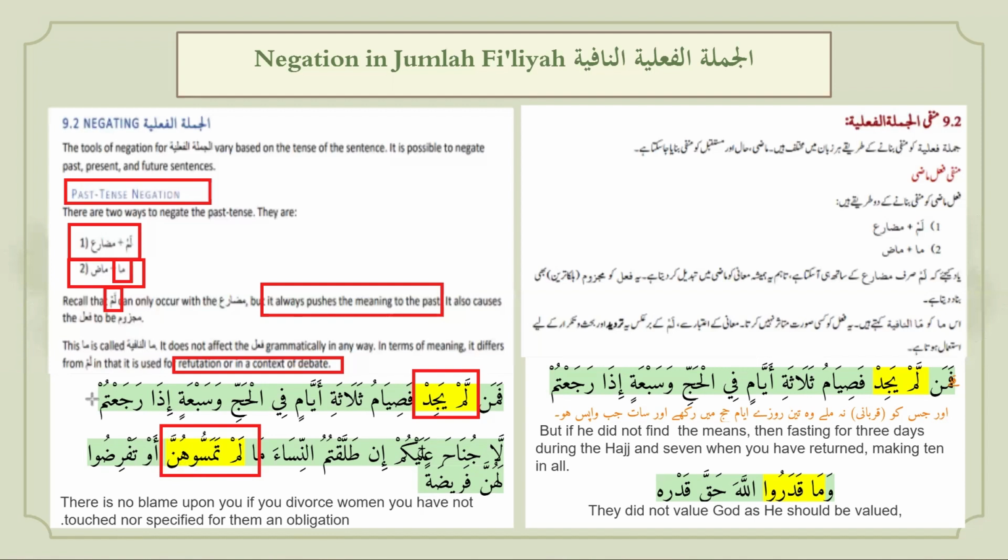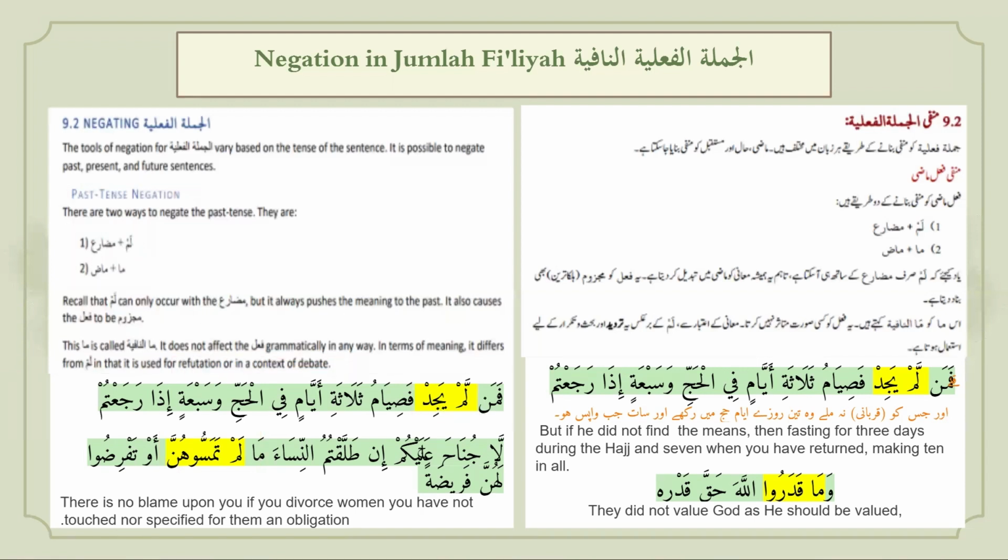Now, we saw two examples for lam plus mudare lightest. Now we have this one: Wama qadarullaha haqqa qadrihi. So ma plus past tense. Ma qadaru. They did not value God as he should be valued. So this is the second way. Ma plus past tense is the example for the second way we negate in the past tense. Okay, so far so good.